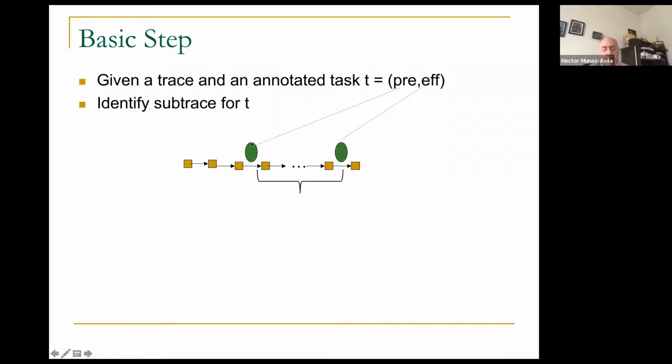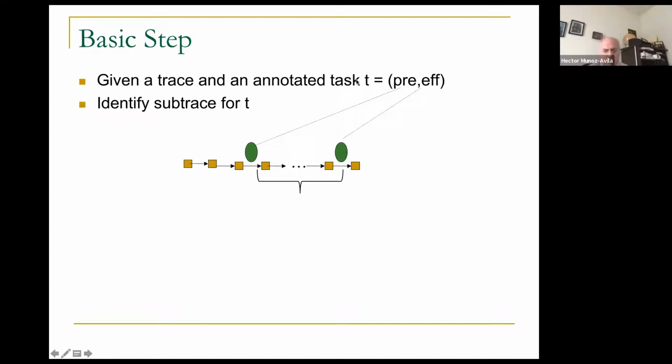For example, and I mentioned this, this is not just the actions. We also give the intermediate states. And in this case, we observe that the preconditions, for example, are valid in this state before this action is applied, and the effects of the task are valid in this state after this task is applied. So therefore, we will say that this sequence of actions, this subsequence of actions, will accomplish this task.